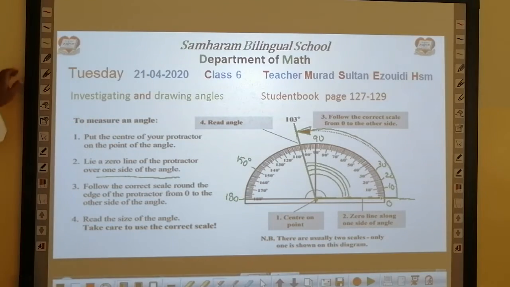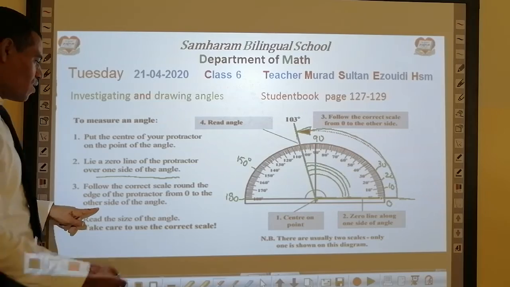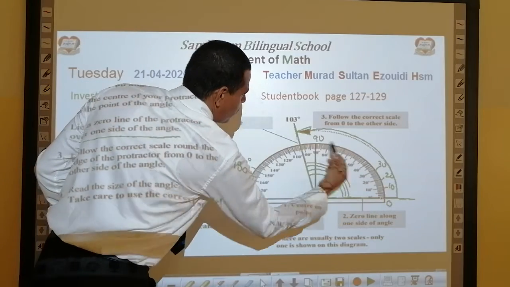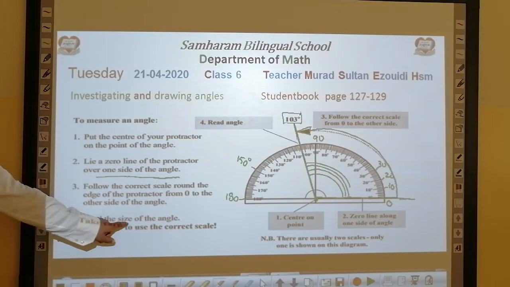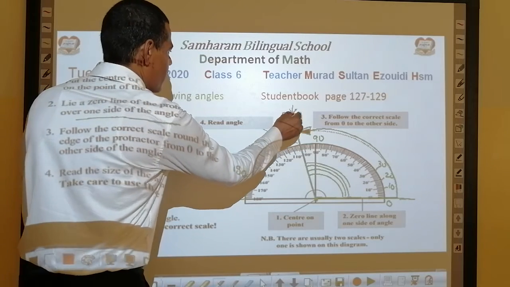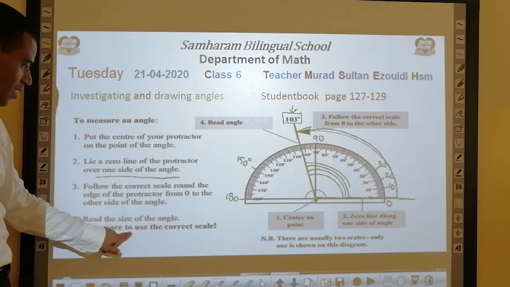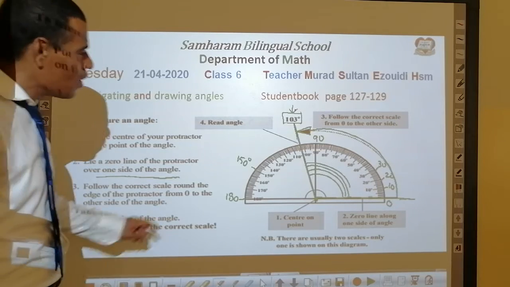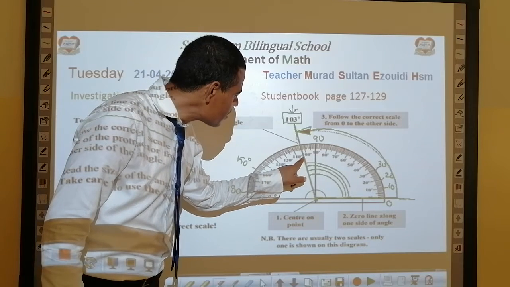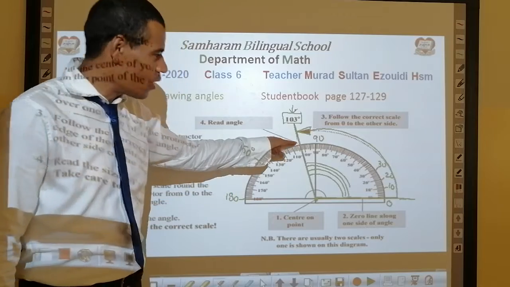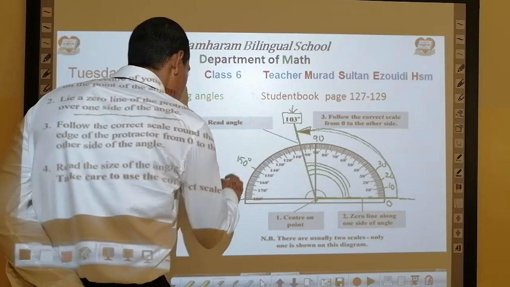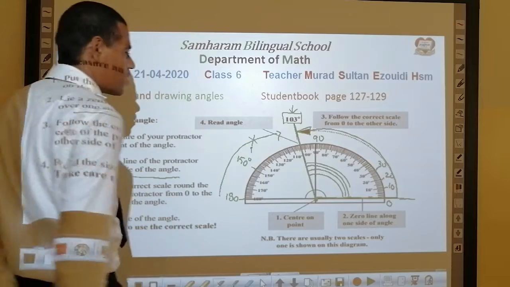Then follow the correct scale around the edge of the protractor from 0 to the other side of the angle. So we follow the correct scale from 0 to this one, to 103 degrees. Then read the size of the angle. The size of the angle here is 103 degrees. Take care to use the correct scale. Right here this is 100, this is 103. Don't read it from the opposite side, the clockwise direction.